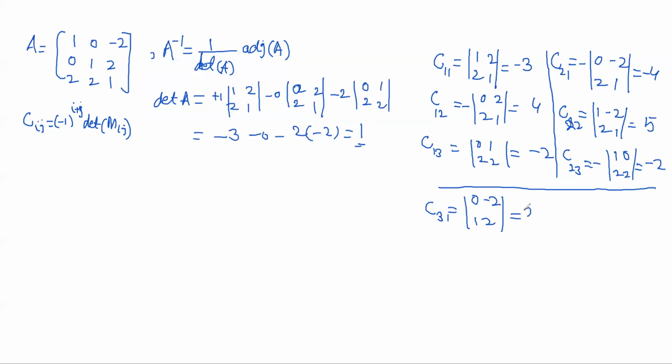2. Okay, and C32, 3 plus 2 is 5, so minus sign. And then third row, second column, so it will be 1 minus 2, 0, 2. So we will get minus 2.